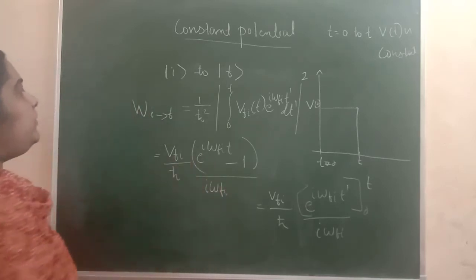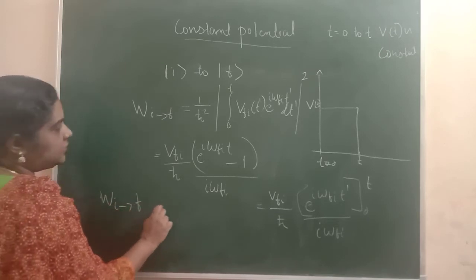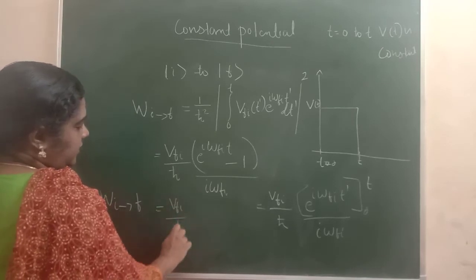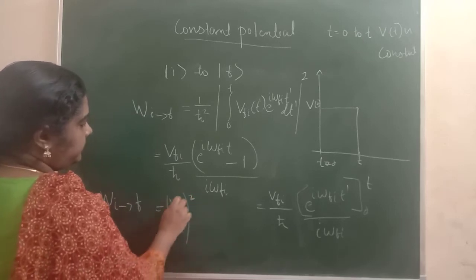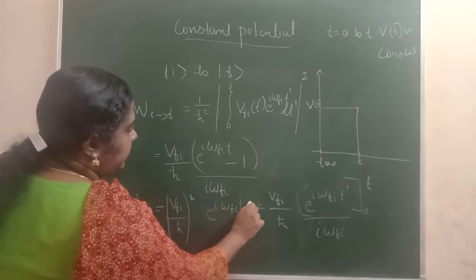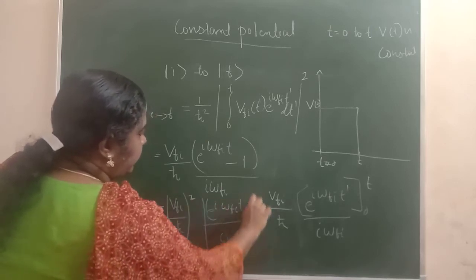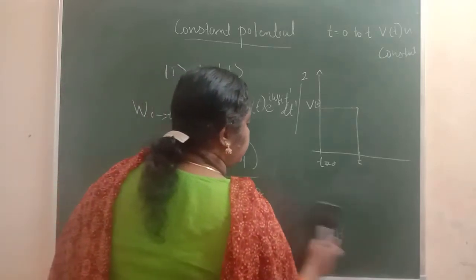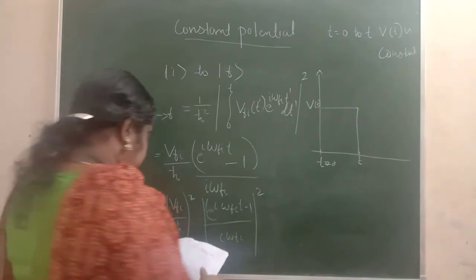Now we have to calculate the transition probability W. So you have to take the modulus square, that is, V fi by h cross, whole square, times e raised to i omega fi t minus 1 by i omega fi, modulus square. Now you have to take care of this.